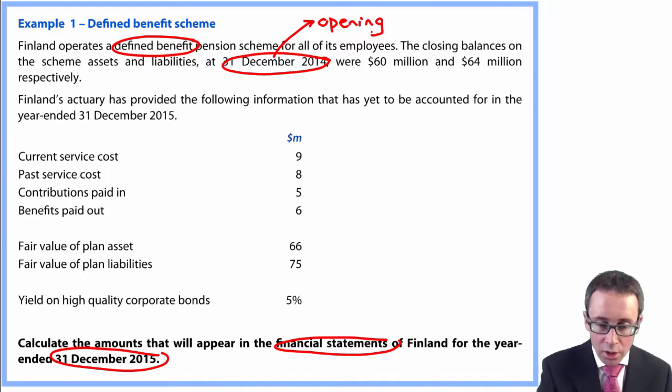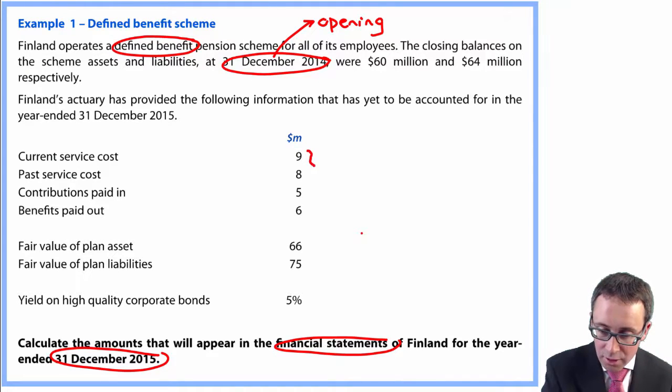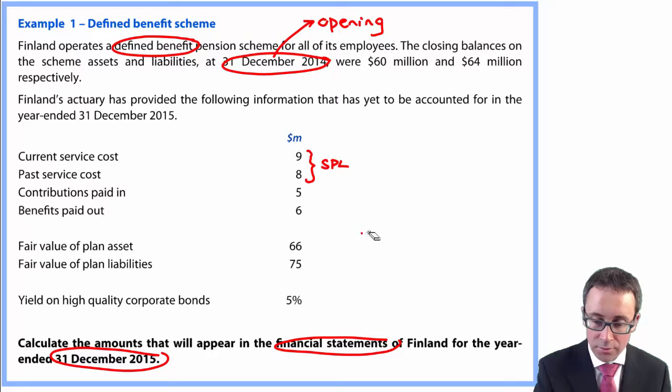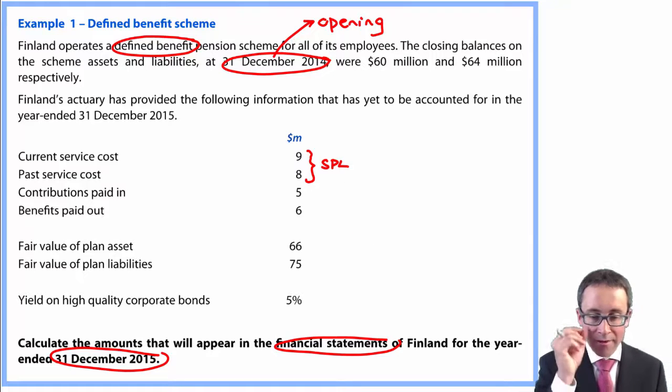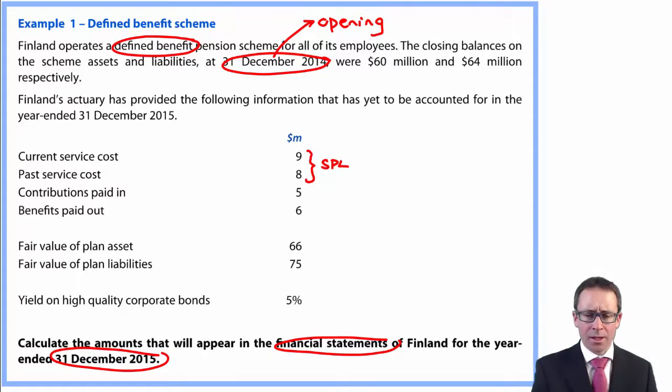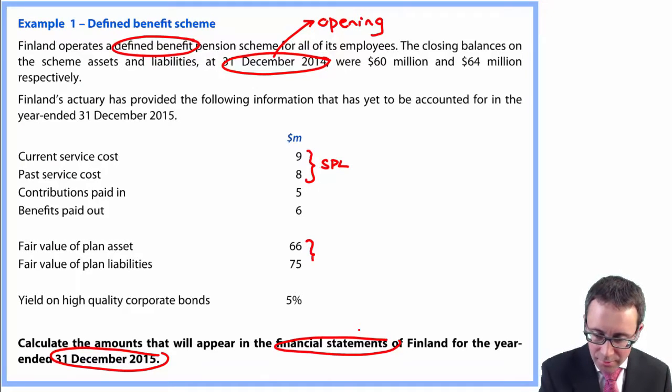Okay, so you've got your current and past service costs. So they're both going to go to the statement of profit or loss, aren't they? So we will need to adjust for those. You've got the benefits paid out and the contributions paid in. Okay, so we'll need to be careful with those. The assets and the liabilities are what appear on the SFP.